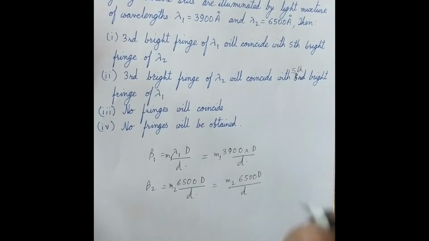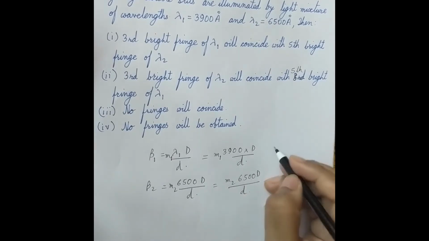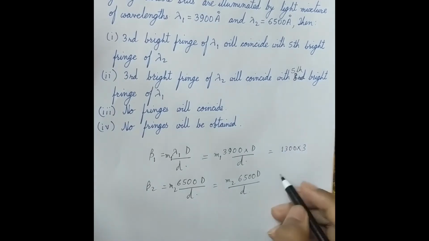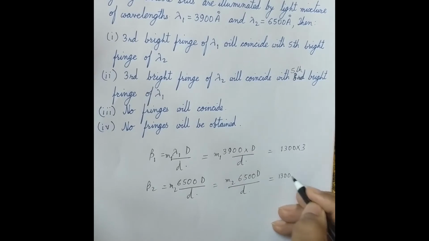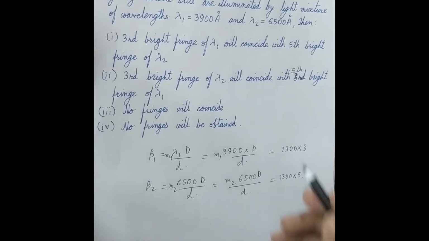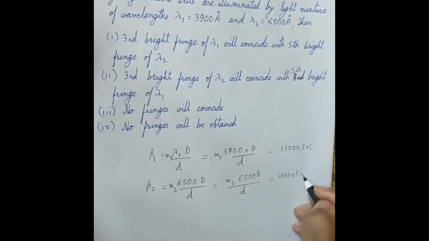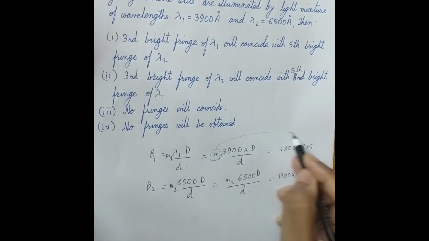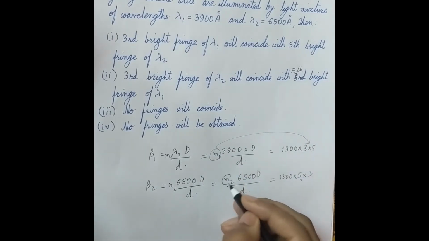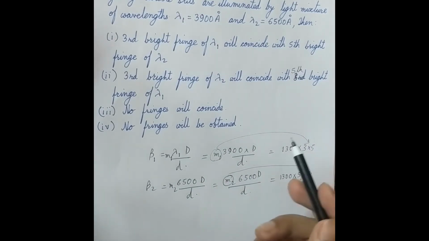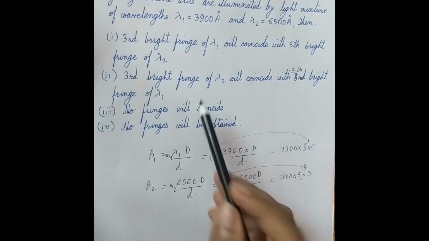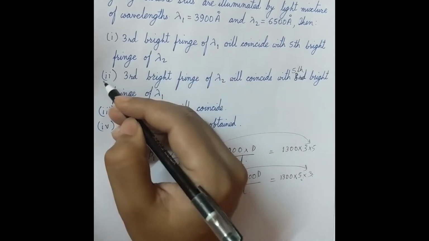Now how do I figure that out? You see, 3900 is actually 1300 into 3 and 6500 is 1300 into 5. That means if you multiply this with 5 and you multiply this with 3, these two values should come to be equal. That is why I know that the m1 value is 5 and the m2 value is 3. So the correct option is option number 2: the third bright fringe of lambda 2 coincides with the fifth bright fringe of lambda 1.